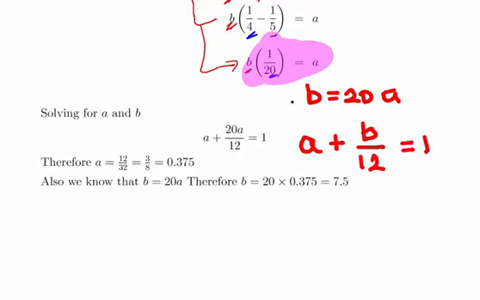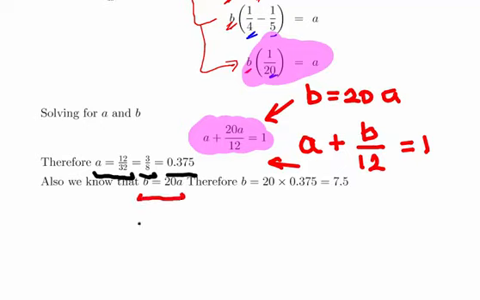Okay, so what I'm doing is combining both of those into this expression here. A plus 20a over 12 is equal to 1. A little bit of number crunching there. You should get a is equal to 12 over 32, which is 3/8, which is equal to 0.375. In that case, that would make b equal 20a, which is 20 times 0.375, which is 7.5. So those are the two numbers we're looking for, 0.375 and 7.5.